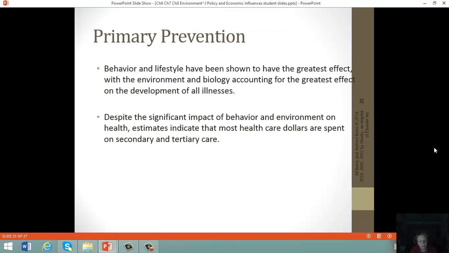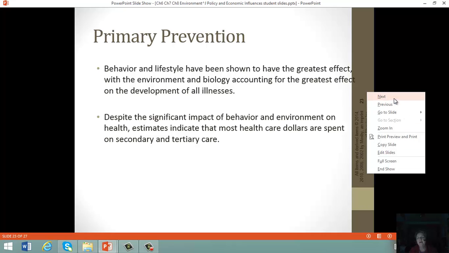paid for it. Primary prevention: one of the major factors that affects health and personal behavior are lifestyle, environmental factors, human biology, and the healthcare system. Medical services are said to have the least effect, and behavior and lifestyle changes have had the greatest effect when persons are ill or in the development of illness. So we're still spending all those dollars on tertiary and secondary care and less on primary care.